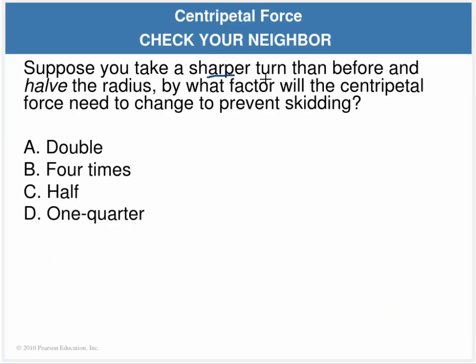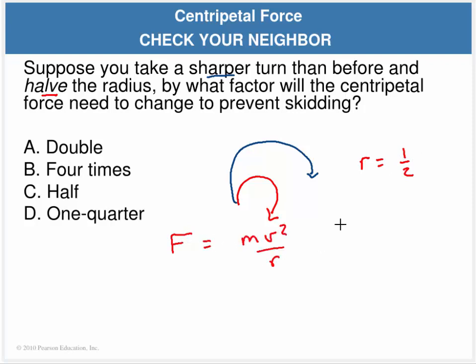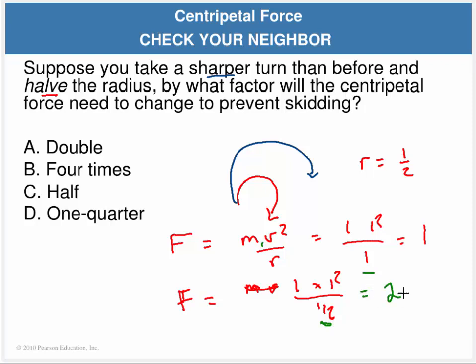As an example, suppose you take a turn and you make it sharper. Initially we have this, and we're going to make this much, much sharper. We're actually going to halve the radius, so the radius is going to be 1/2 of what it was initially. Well, force is going to be mass times speed squared divided by radius. Let's pretend that all of these are 1, so 1 times 1 squared divided by 1, so the force would be equal to 1. Now let's halve the radius, so it's going to be 1 times 1 squared divided by 1/2. Dividing by 1/2, half of what it was initially, gives 2, and we know that 2 is double 1.